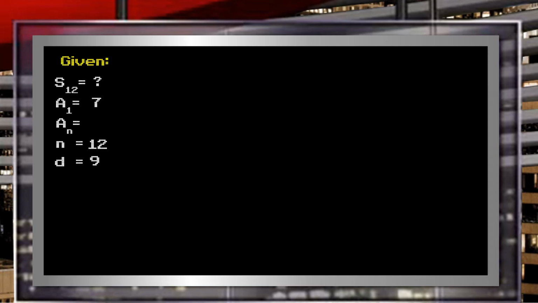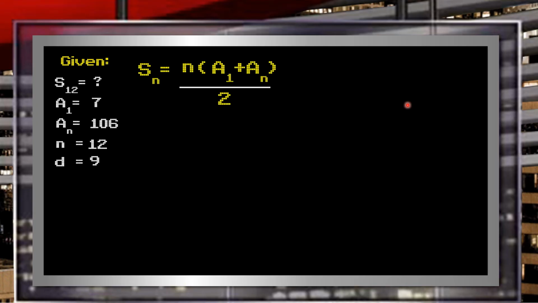Again, i-rewrite ko lang ulit yung given natin. Ang S sub 12 natin, missing. A sub 1 is 7. N is 12. D is 9. Pero, ang A sub N natin, or ang A sub 12, ay nasolve na natin kanina, which is equal to 106. Now, meron tayong mga values para sa ating formula na ito kung ang last term ay given.